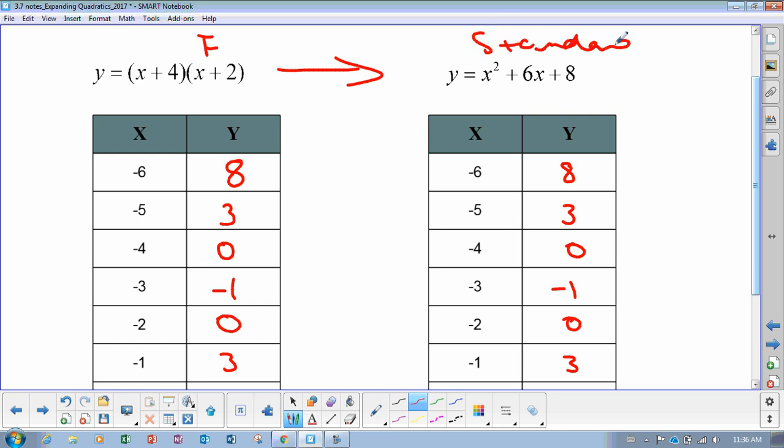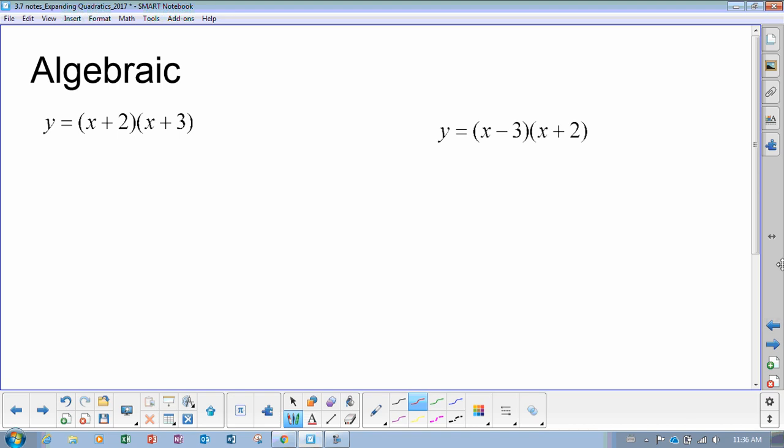Some of you are probably wondering, well, what about vertex? Where does this fit in with the whole thing? Well, we're going to be able to manipulate that one as well, but we'll save that for another day. So today we're really going to focus on taking factored form and turning it into standard, which is what we call expanding.